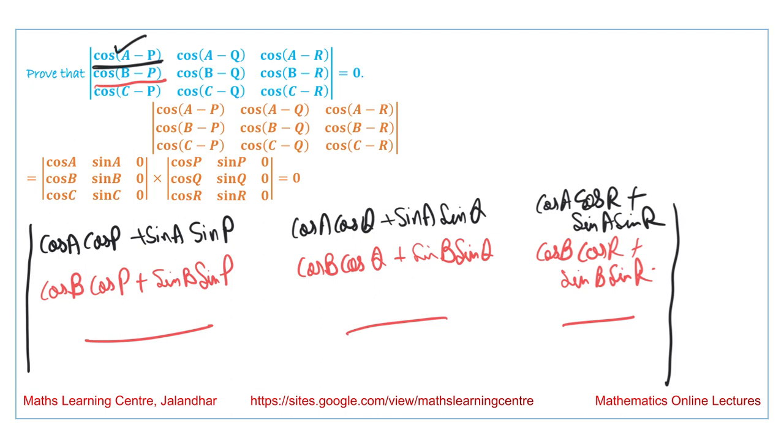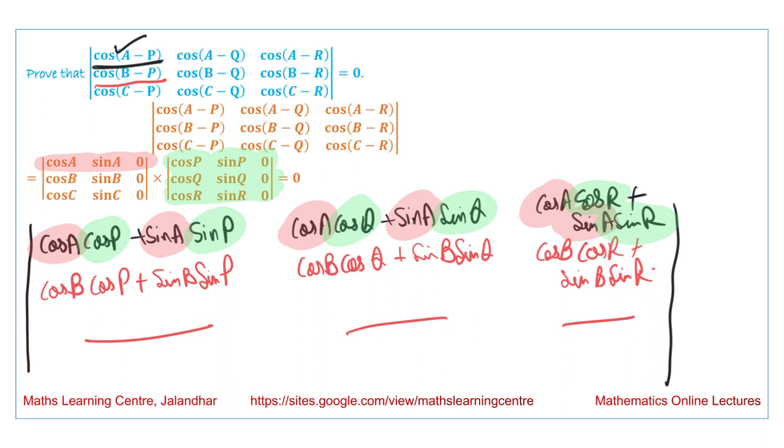Now if we look at these terms, we are talking about these values: cos A sin A, cos A sin A, cos A and sin A. It means the determinant we are talking about has in the first row cos A, sin A and 0, and it is multiplied with cos P, sin P and 0, then cos Q, sin Q and 0, and last cos R, sin R and 0.